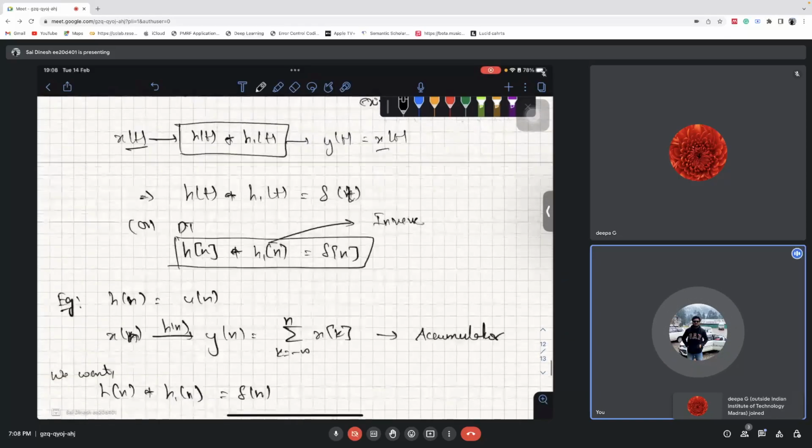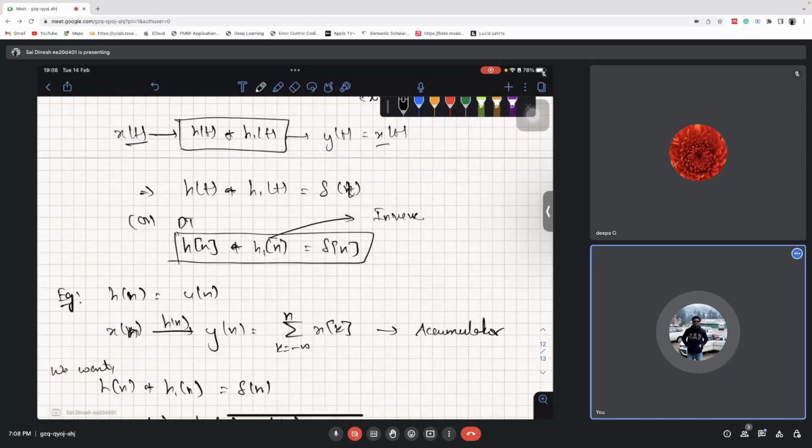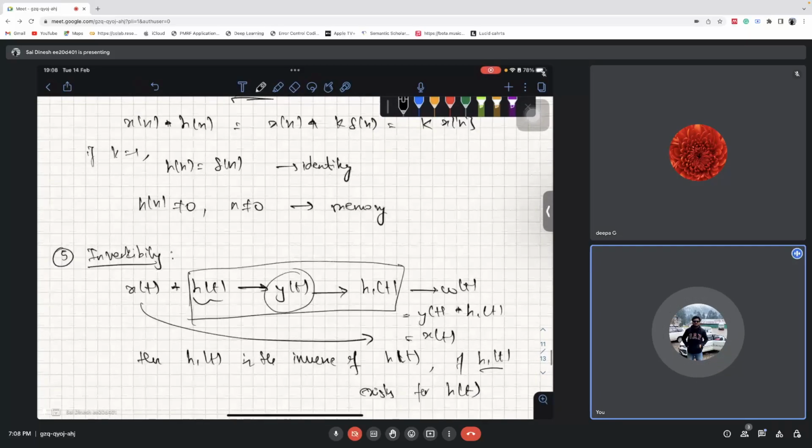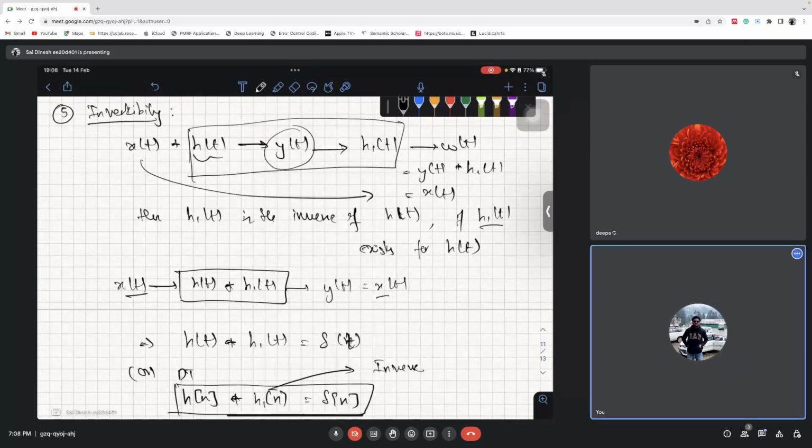We were just talking about the inverse of an LTI system. So for invertibility, we consider h of t as a system. If we give an input x of t, or x of n to h of n in the discrete time case, and we get output y of t or y of n, and this signal is again passed through another system h1 of t and produces the same output x of t, then this h1 of t is known as the inverse of h of t.